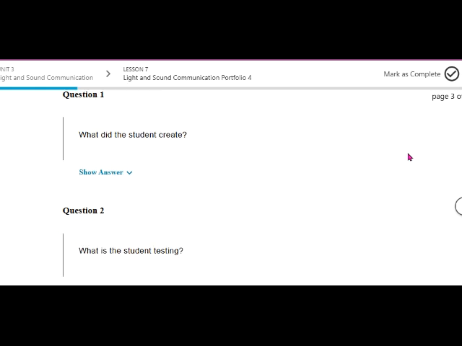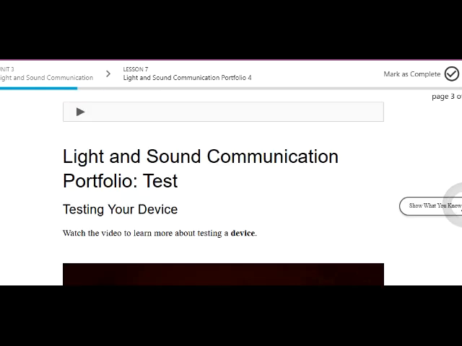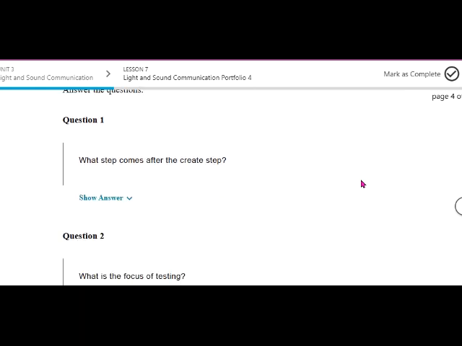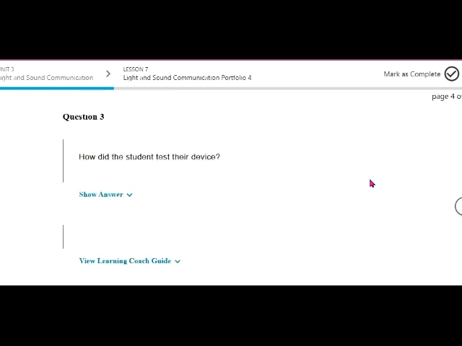Think about these questions afterward. What did the student create? What is the student testing? Answer these questions too. What step comes after the create step? What is the focus of testing? And how did the student test their device?